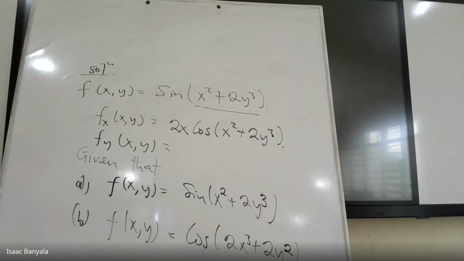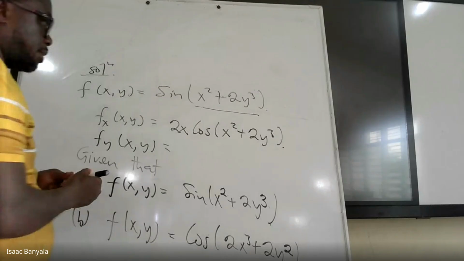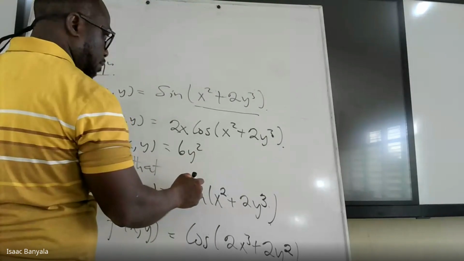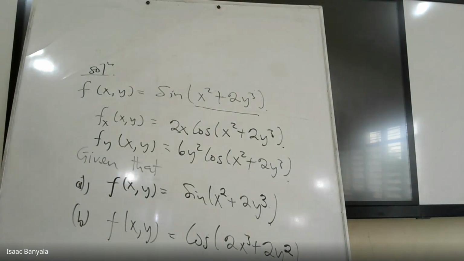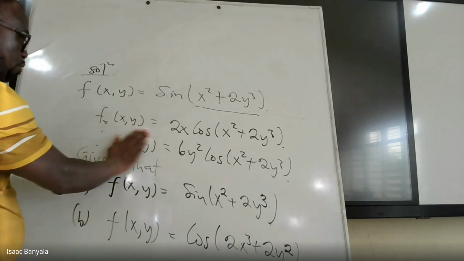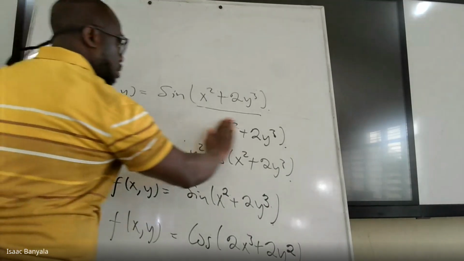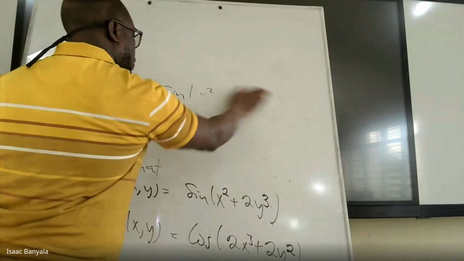What will be the answer? It's 6y squared, you have 6y squared, plus cos of (x squared plus 2y cubed). So that will be the solution for that one. Now we want the last one. I want you to differentiate the last one.